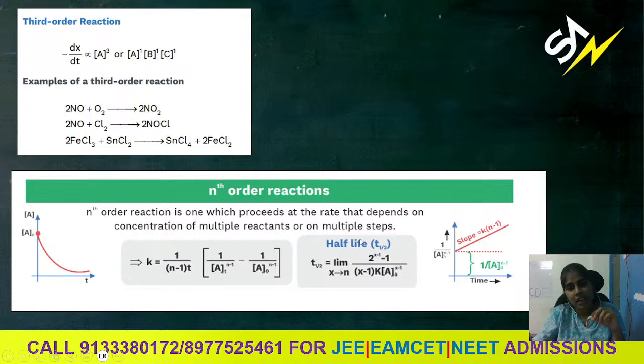If we need to calculate half-life time for nth order reaction, the half-life time will be t half is equal to, we are limiting it from x towards n, x to nth order, that becomes (2 to the power of x minus 1 minus 1) by (x minus 1) k concentration A naught to the power x minus 1. So if the equation needs to be calculated for nth order, this is for rate constant, this equation is for half-life period.